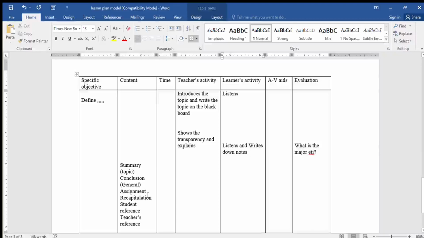Then assignment. Once you finish the topic, you have to give one assignment to the students. It is not about what we have taught in the class. It is not about the nursing management, because it is the teacher's responsibility to take the class on medical management, surgical management, and nursing management. So nursing management, never give it as an assignment, because it is the responsibility of the teacher. Don't skip that. So the assignment you have to plan.